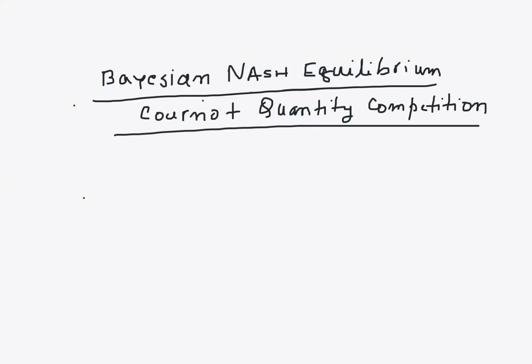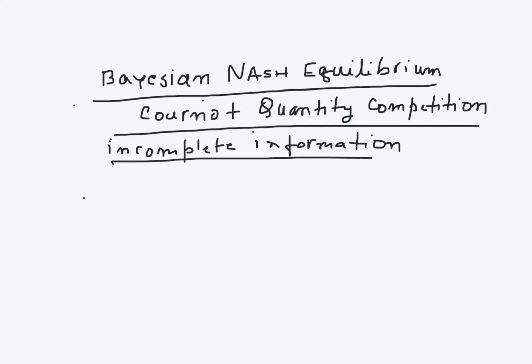So in this video, I'm going to look at a Cournot quantity competition with incomplete information, and then find the Bayesian Nash equilibrium of this game. So let's consider a simple Cournot duopoly game where you have two firms competing with each other. And this is a game of, as I said, incomplete information.